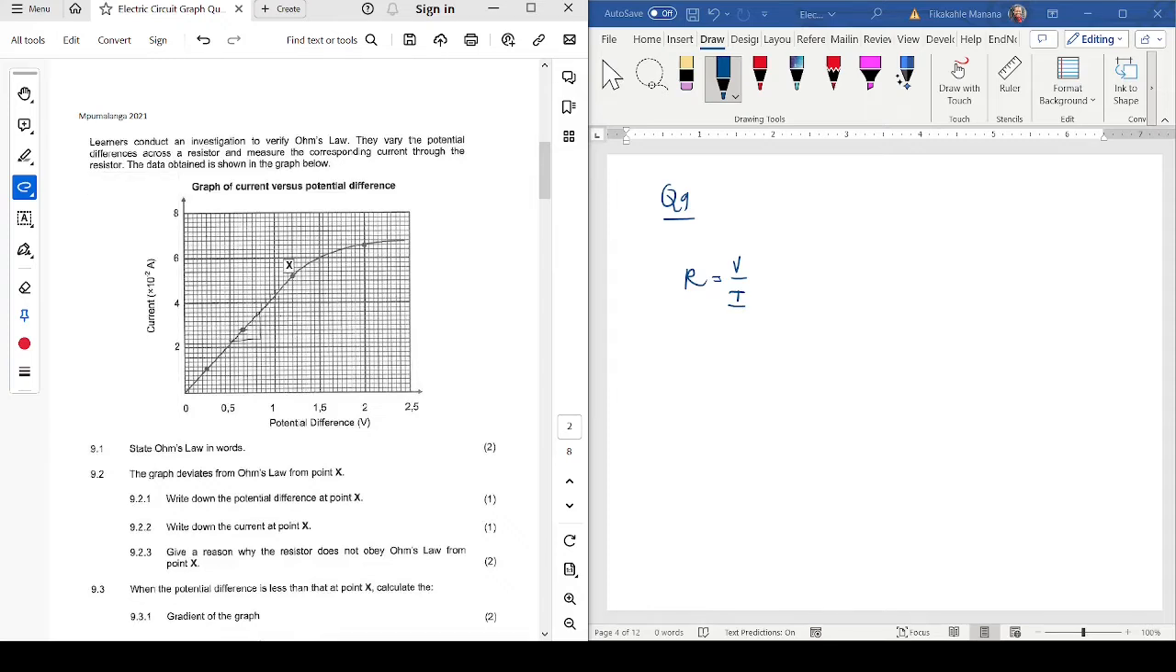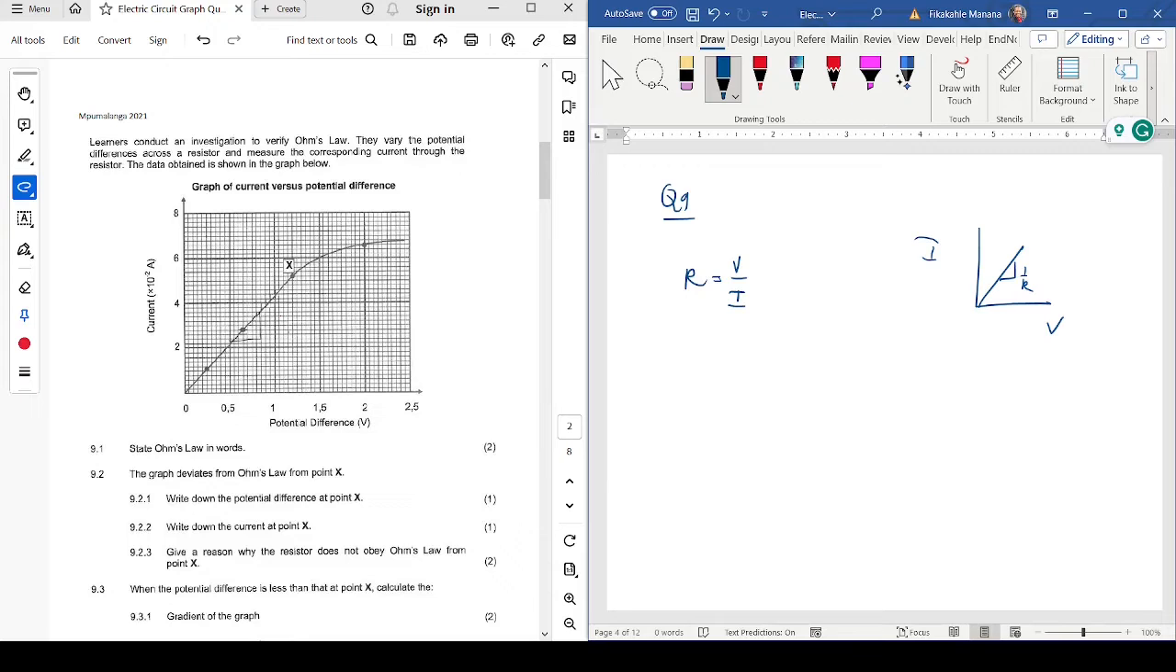Okay, I give up. If we have current and we have potential difference, we know that our gradient would be 1 over r. Okay, cool. Now it says state Ohm's law in words. All right, so this is theory that you have to know.